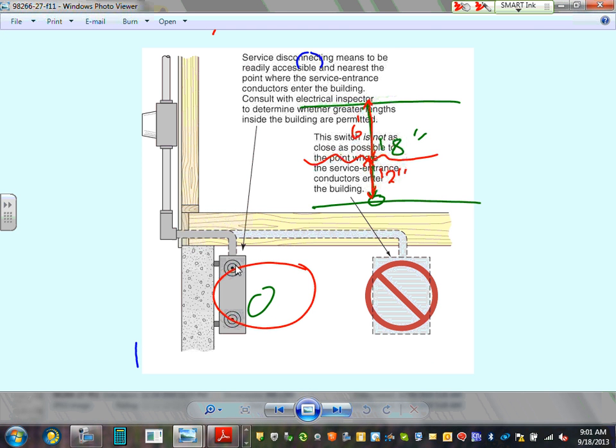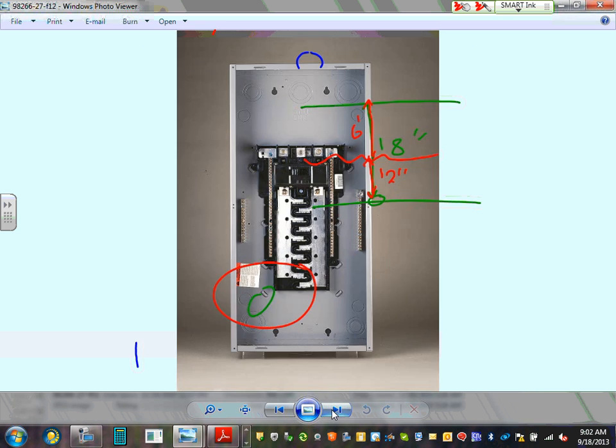Okay, we talked about, guys, when you put your service, it has to be at the same wall. You poke through the hole here, the panel must be here. Very, very important, with very few exceptions. So it's very important.